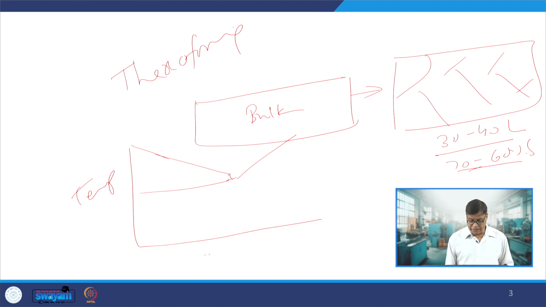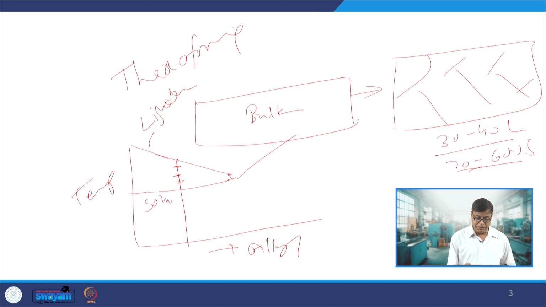Say here on the x axis we have the alloying elements; this is the phase diagram. For a particular composition, say the composition of the alloy is this, we will try to select the heating temperature in such a way that it is between the liquidus and solidus. This is solidus.